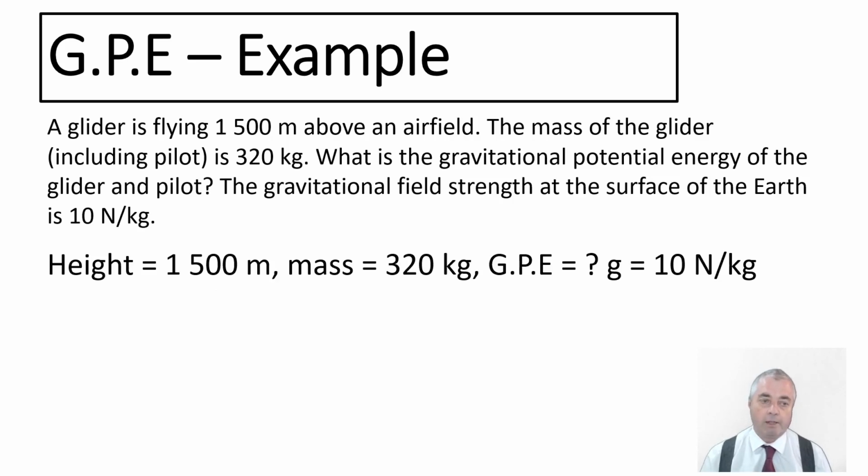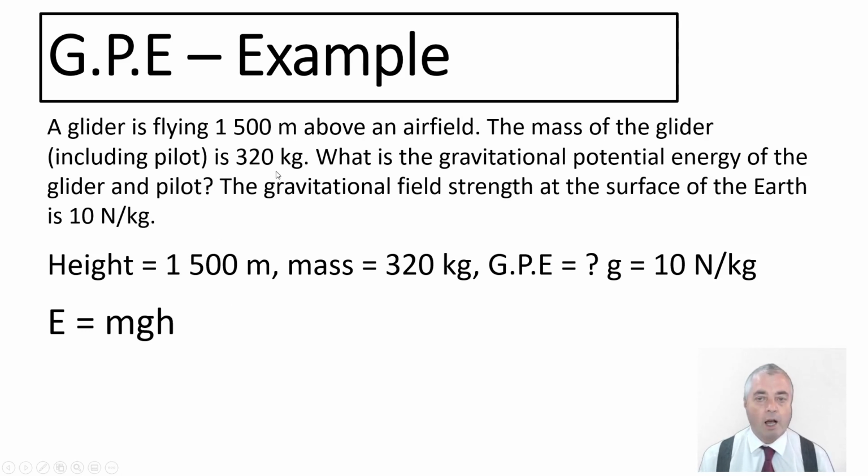First thing we do is a summary. So we've got a height. It doesn't say height, but look, it does say 1,500 meters above. So that's what tells us it's the height. It tells us the mass. It asks us the gravitational potential energy. And so there we go. GPE is question mark. And it tells us the gravitational field strength is 10 newtons per kilogram. So we're asking ourselves, do we know an equation with height, mass, gravitational potential energy and gravitational field strength? And naturally we do, because it was on the last slide. So we write that formula down.